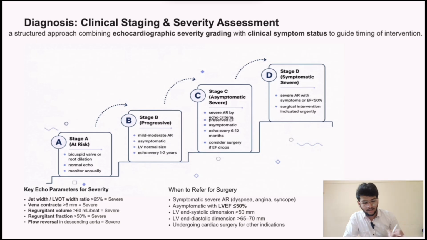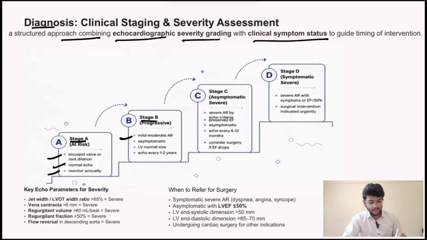Diagnosis and clinical staging, where we have a structured approach combining echocardiography, severity grading, and clinical symptom status. At stage 1, that is stage A, at risk, that is bicuspid valve, root dilation, normal echo, and monitor the patients annually. If it progresses, that is stage B, mild to moderate AR, asymptomatic patient, LV size is normal, echo every 1 to 2 years.